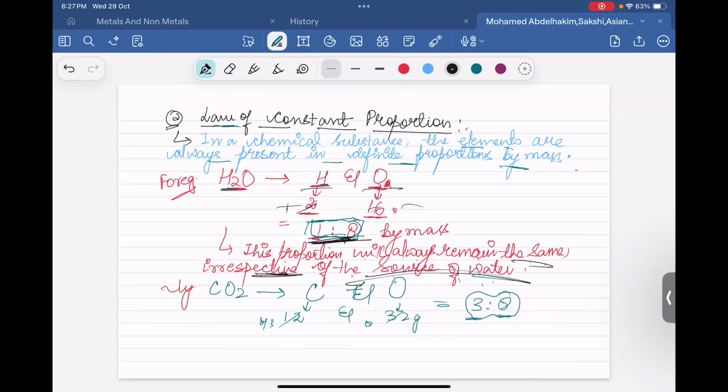No problem. Just read it again. Law of conservation of mass: mass can neither be created nor destroyed in a chemical reaction.